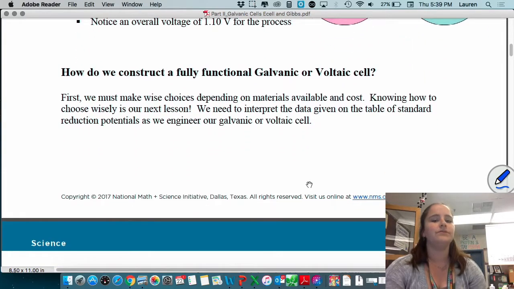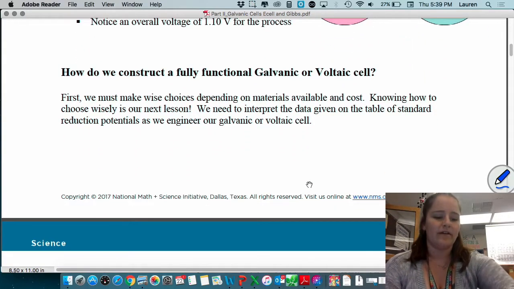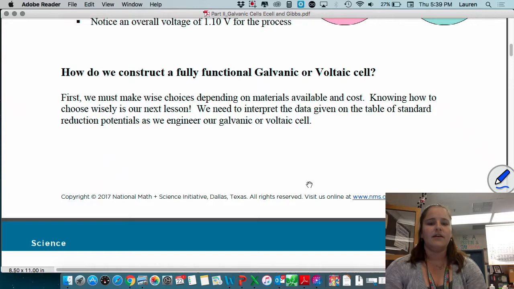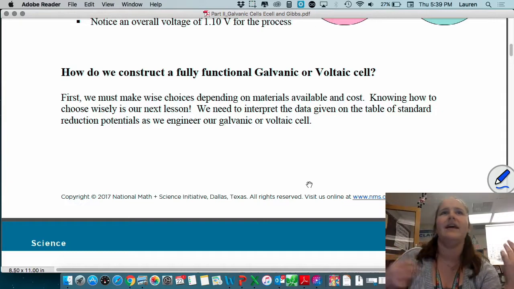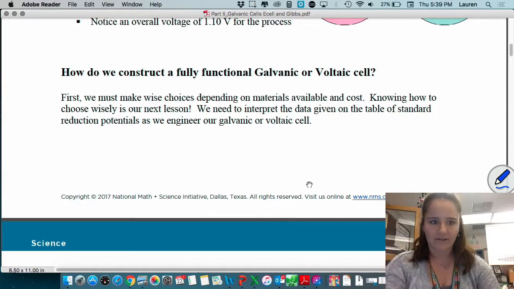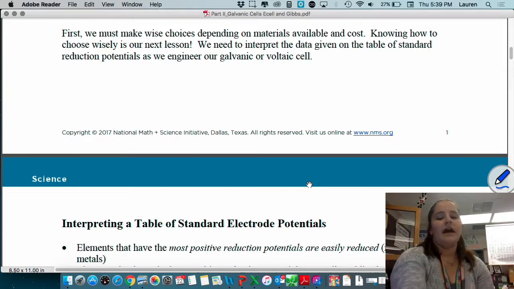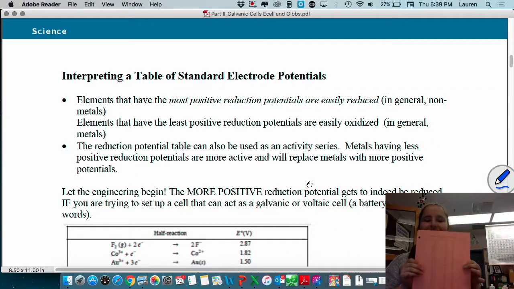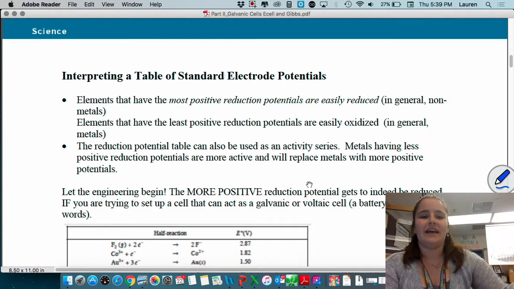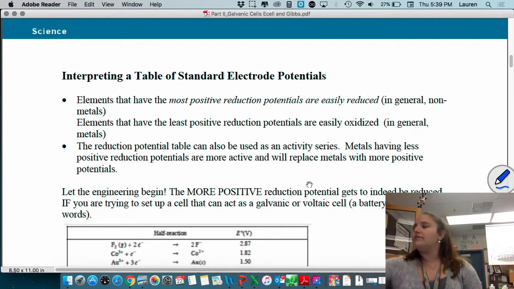So how do we construct one of these cells? Okay, well, it depends on what's available, okay, and how do we know what's going to be oxidized and what's going to be reduced and how much voltage? We're going to get to all of that, okay? And to do that, we will need our table of standard electrode potentials, okay? Here is something that you really, really need to know.